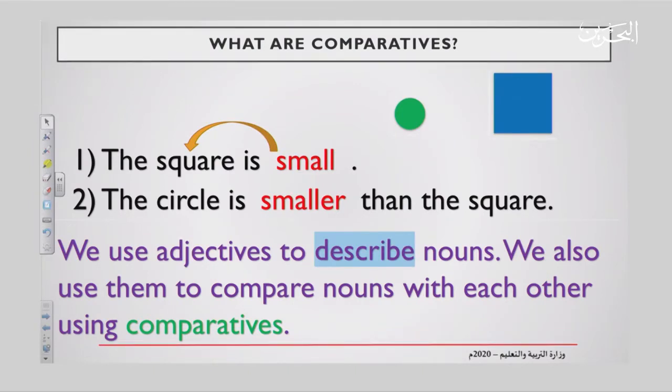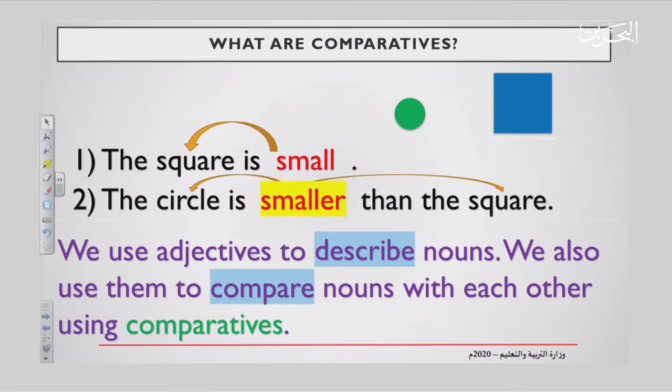You see, the adjective small is describing the square, and square is a noun. We also use them to compare. Look at smaller. It is comparing the circle and the square.